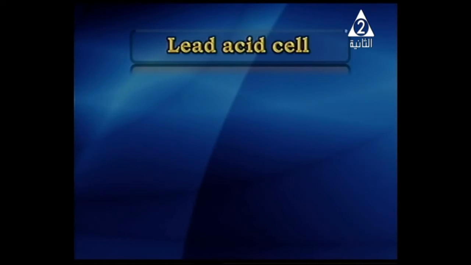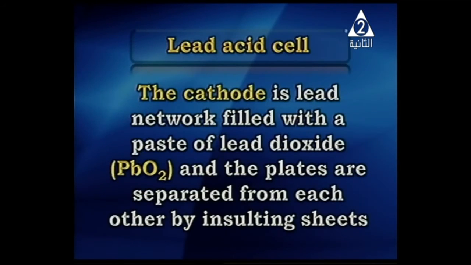So the lead acid cell, what does it make? The cathode is a lead network filled with the paste of lead dioxide, PbO2. It's very important to know this. I have a common question here: compare between lead acid cell and mercury cell or dry cell or galvanic cell or Daniell cell, any one of them. I need to know the anode, cathode, the total reaction, and what happens in each one of them.